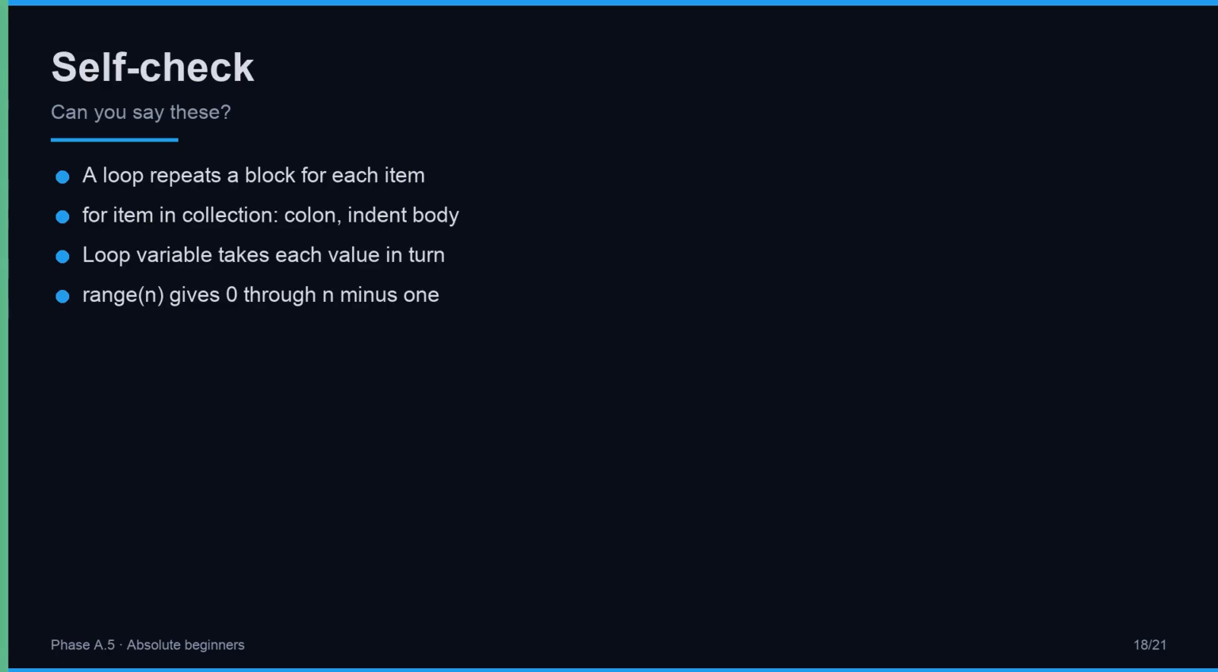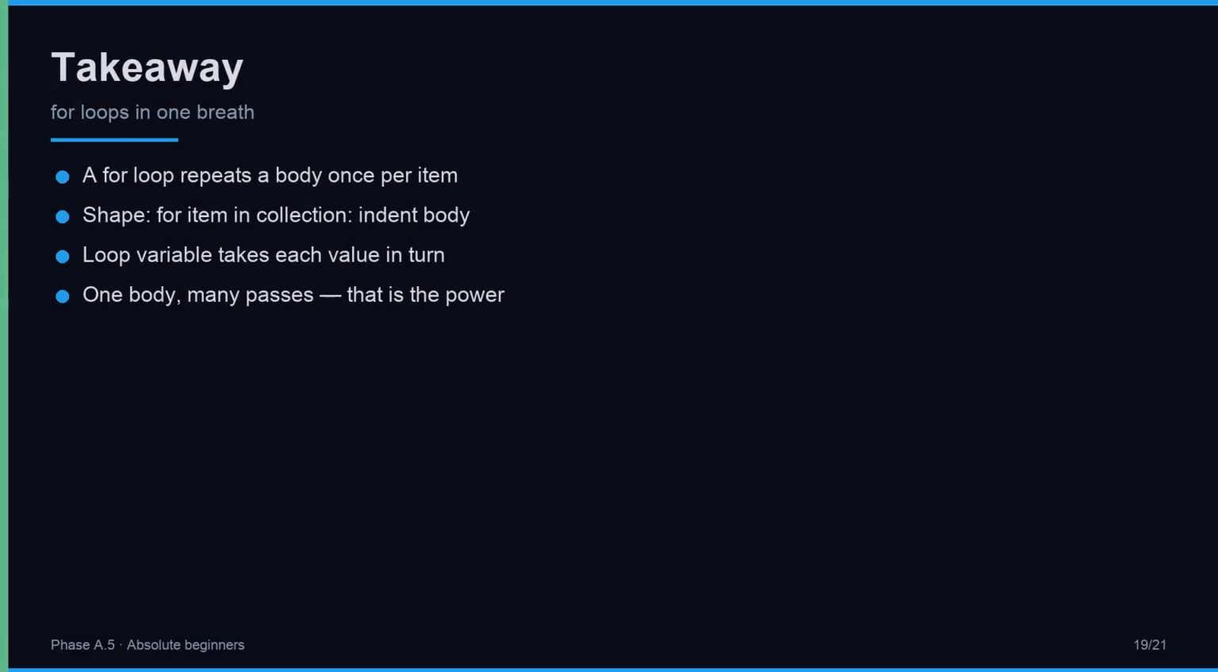Quick self-check. Can you say in one sentence what a for loop does? Can you write the header: for, name, in, collection, colon? Can you explain what the loop variable holds on the first pass and on the last pass? Can you say what range 5 produces, including where it starts and where it stops? If any of these feels shaky, rewatch the matching part. You do not need to use loops fluently yet, just hold the shape and the idea. Say each out loud.